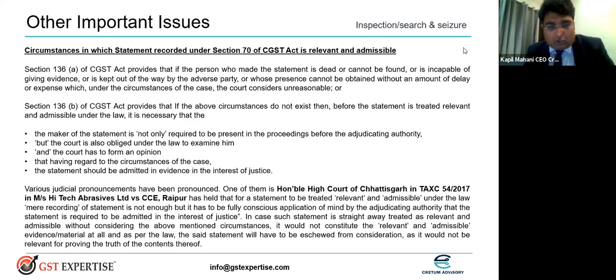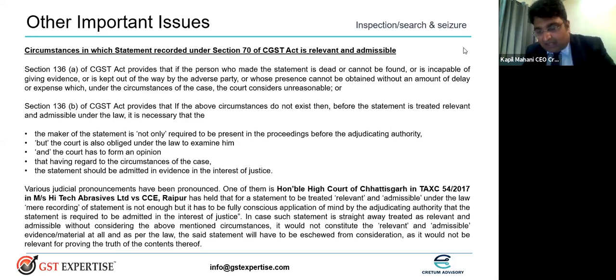Various judicial pronouncements have been given in respect of this, wherein the Honorable High Court of Chhattisgarh has held that a statement is to be treated as relevant and admissible under the law. Mere recording of a statement is not enough, but it has to be a fully conscious application of mind by the adjudicating authority that the statement is required to be admitted in the interest of justice. In case such a statement is straight away treated as relevant and admissible without considering the above-mentioned circumstances, it would not constitute relevant and admissible evidence material at all as per the law.